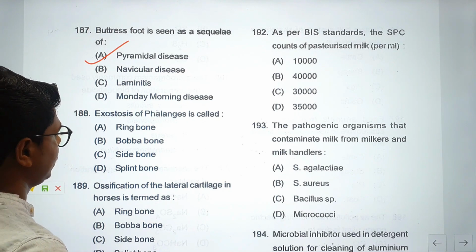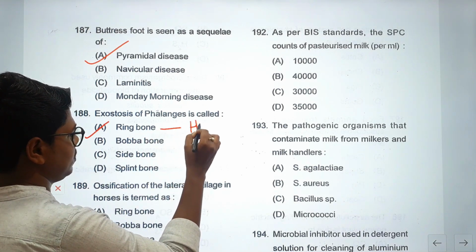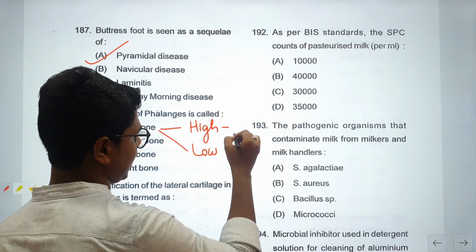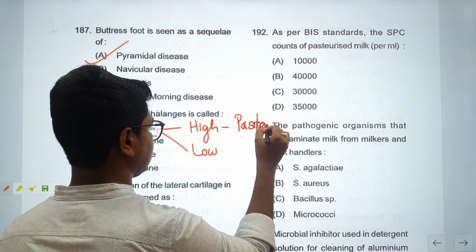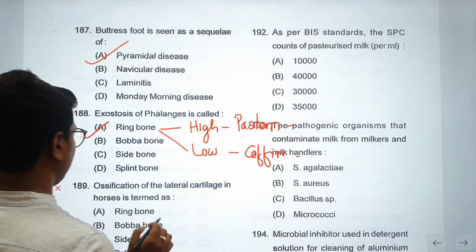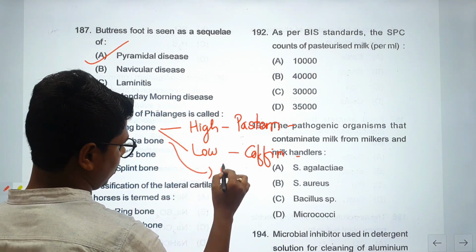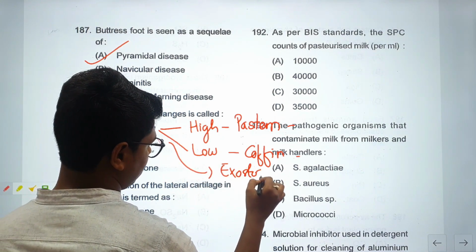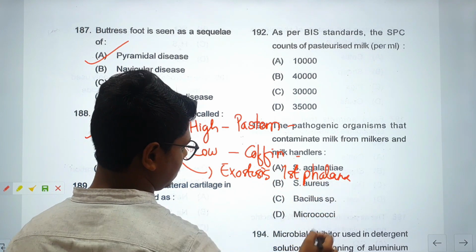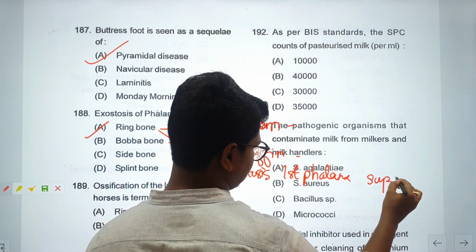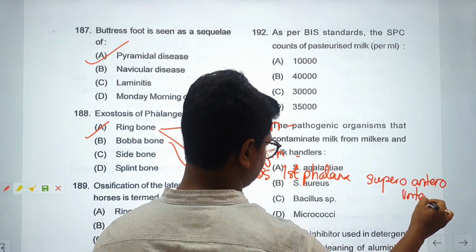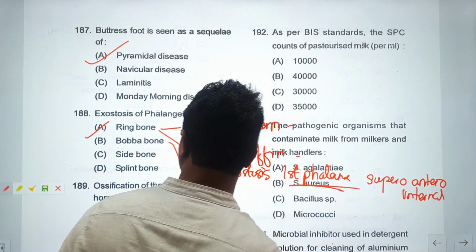Exostosis of phalanx is called ring bone. Ring bone can be the high ring bone or the low ring bone. High ring bone affects the pastern. Low is coffin joint, pastern joint, coffin joint. Bone spavin is basically exostosis of first phalanx. There is a specific region also, I am forgetting, but it is exostosis of first phalanx.